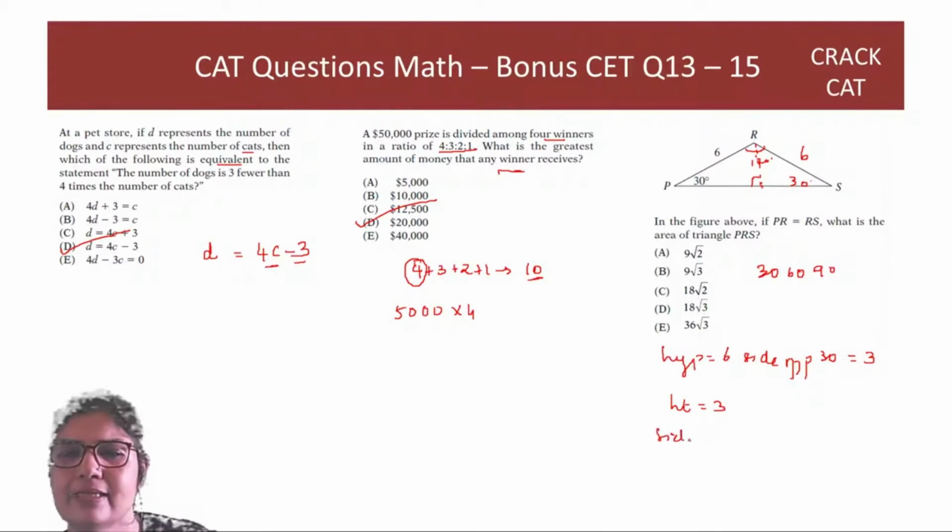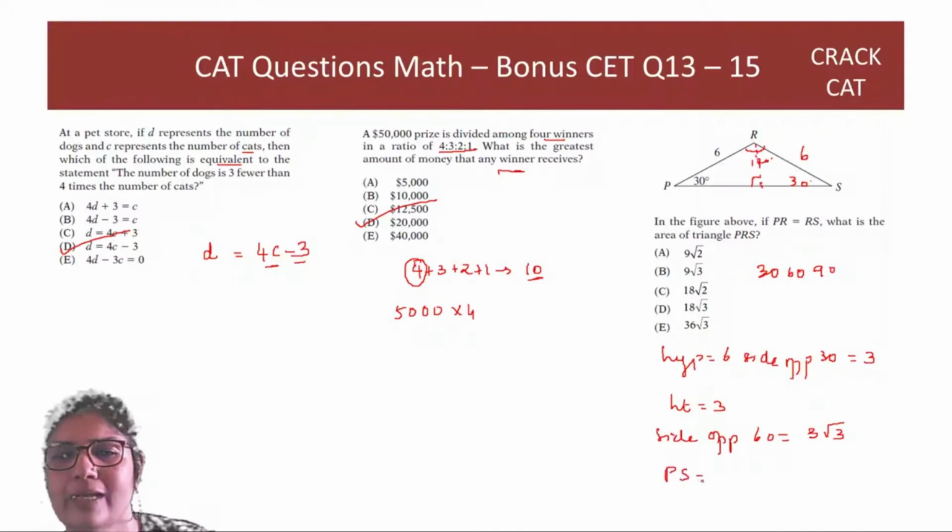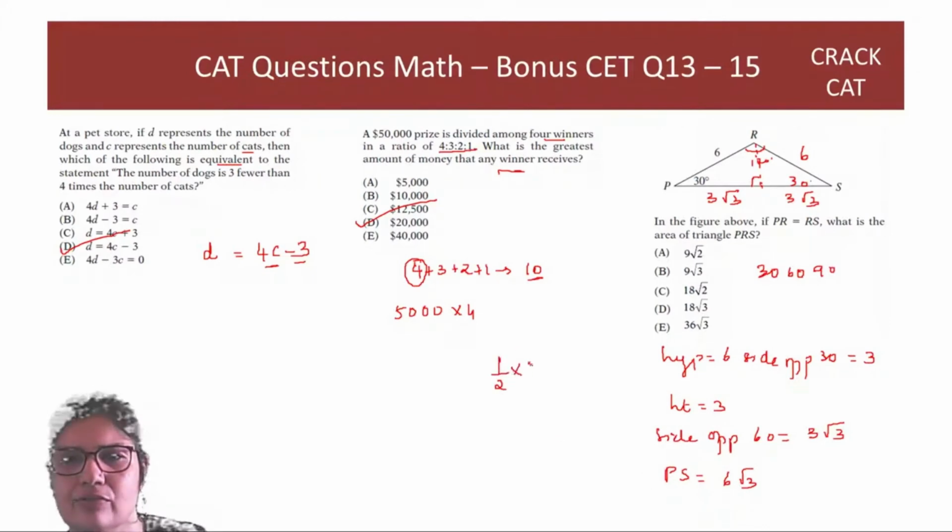Side opposite 60 will be root 3 times the side opposite 30. So it's 3 root 3. So PS will hence be, ये 3 root 3 है, ये भी 3 root 3 है. So PS will be 6 root 3. So now we can find the area of the triangle. It is going to be half into height of 3 into 6 root 3. So that is 9 root 3.